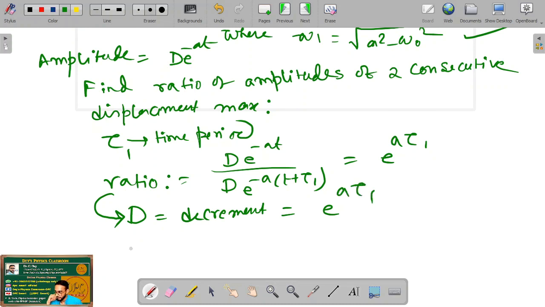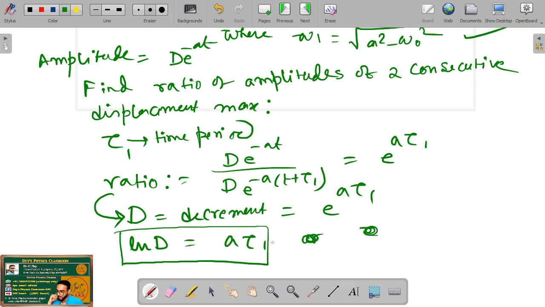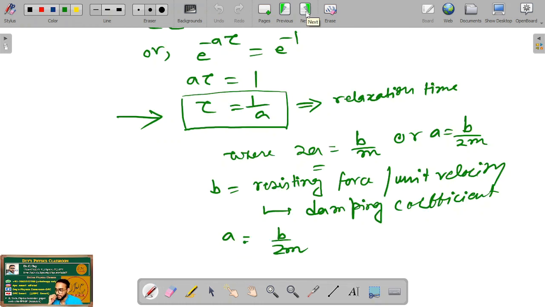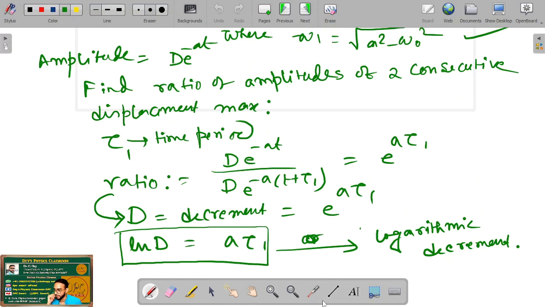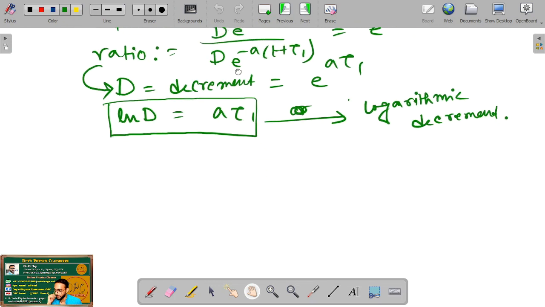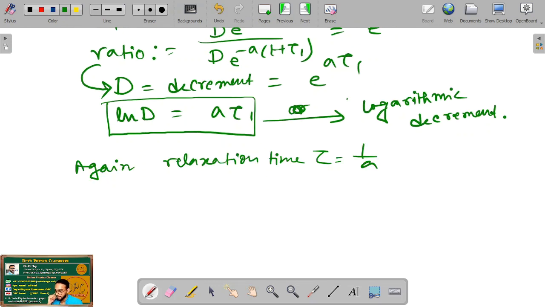If you take log on both sides, then it would be logarithm of d equals a tau 1, and this ln d, or log d, is called the logarithmic decrement, or log decrement. Previously we have found that the relaxation time is tau equals 1 by a. Now we found the logarithmic decrement, which is log d equals a tau 1. Again, the relaxation time is tau equals 1 by a.